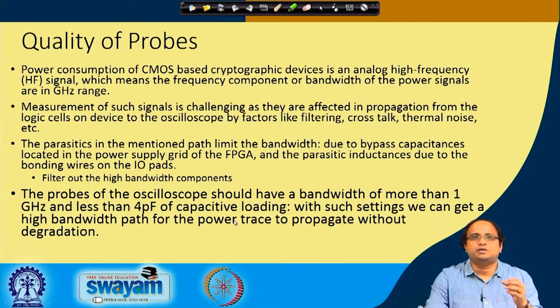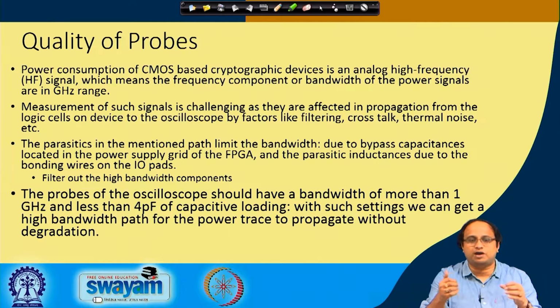In particular, when you are propagating from the logic cell on the device to the oscilloscope, there could be factors like filtering because of these channels, there could be crosstalk, and there could be thermal noise. The parasitics in this path serve as a filter, and they limit the bandwidth.